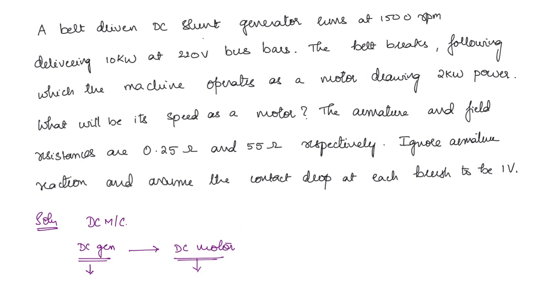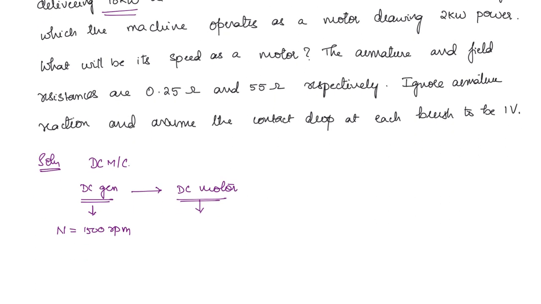First, it is given that DC shunt generator runs at 1500 rpm. So the speed here is 1500 rpm. And how much power was it delivering? 10 kilowatt. So you can write P output, the output power, which is in the form of electrical power, right? So this will be equal to the terminal voltage, the voltage that it is delivering, into the current that it is delivering, since it is a shunt generator. How will the shunt generator look like? This is the field winding and the armature circuit. So this is the current that it is delivering. This will be the armature current and this will be the field current.